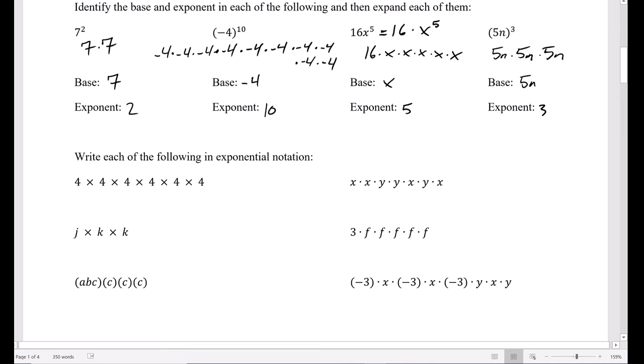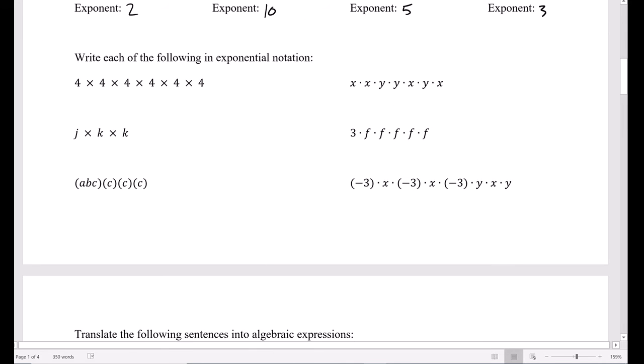In the next section, we're writing them each in exponential notation. 4 is my base. There's 1, 2, 3, 4, 5, 6 of them. So that's 4 to the 6th. Next, I have two bases. The first one is j. I can write that as j, or you could raise j to the first if you want. And there's two k's, so that's k squared.